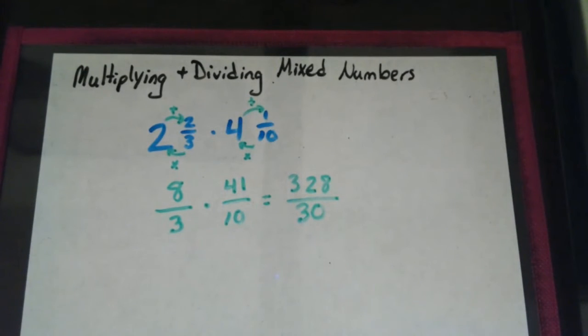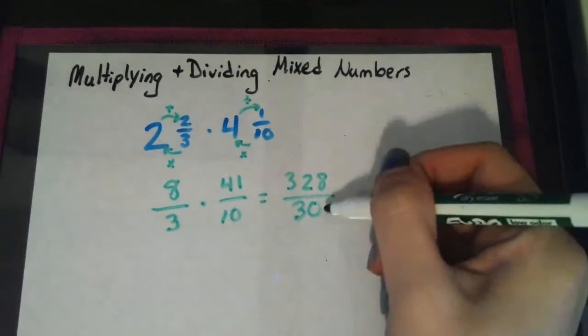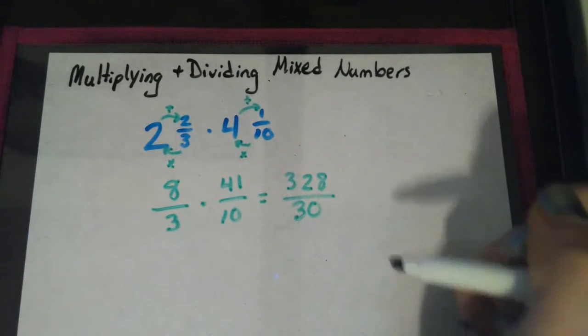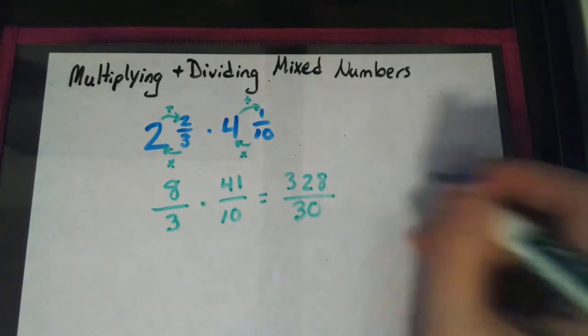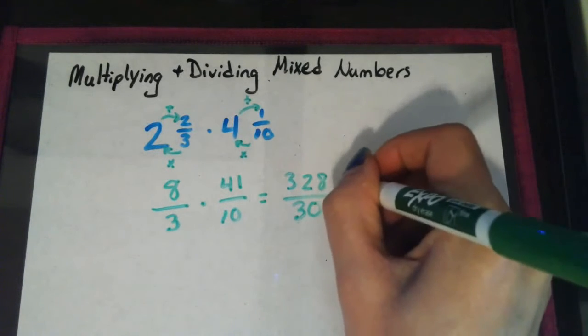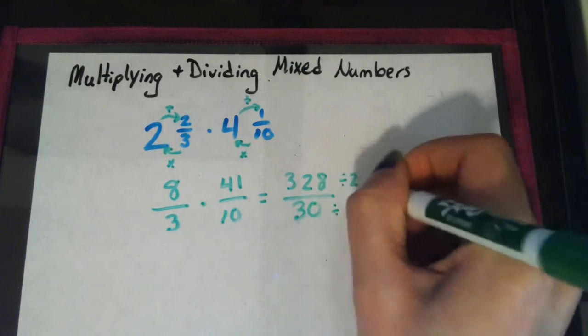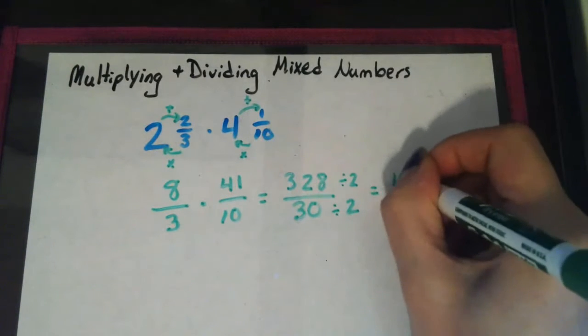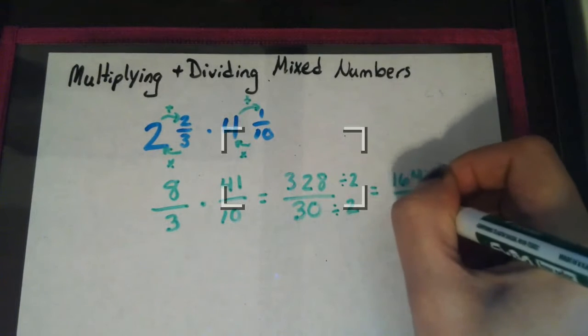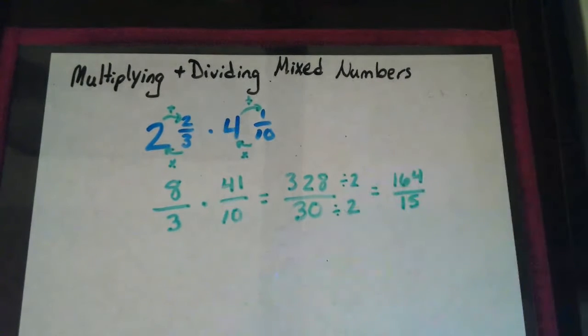Now what we need to do is reduce this if we can. To reduce fractions, we see if there's anything that both the numerator and denominator are divisible by. So for example, these are both even because this one ends in an 8 and this one ends in a 0. So if I divide the numerator and denominator both by 2, I'm going to get 164 over 15.